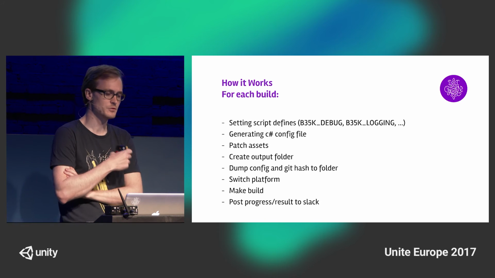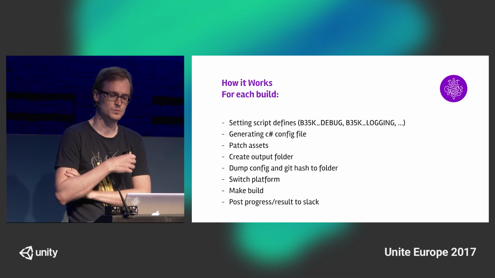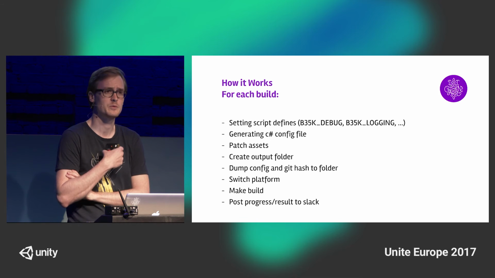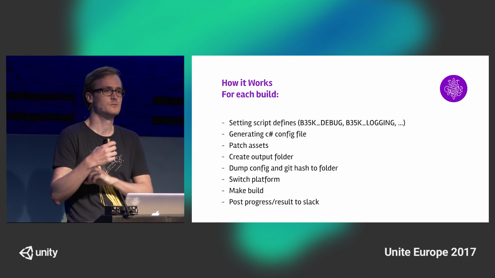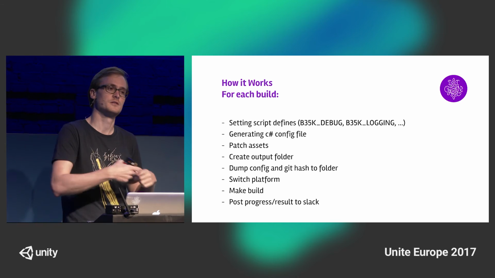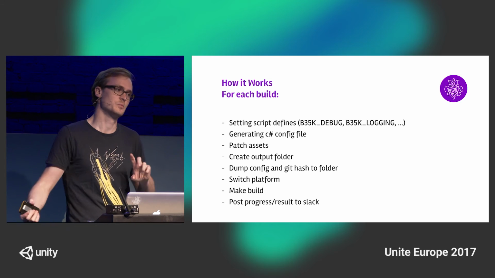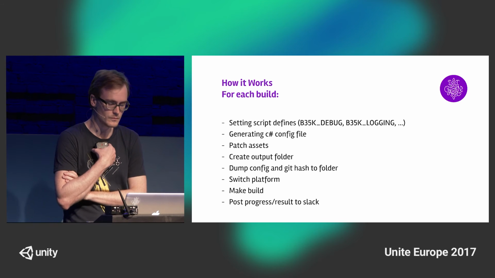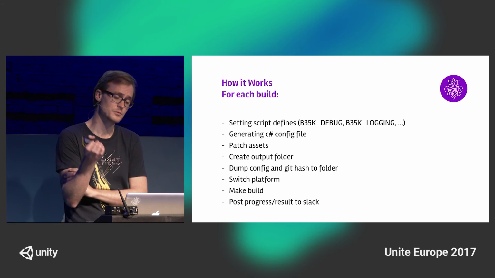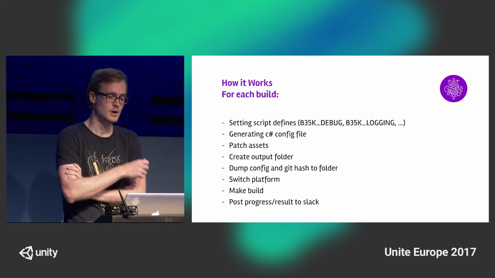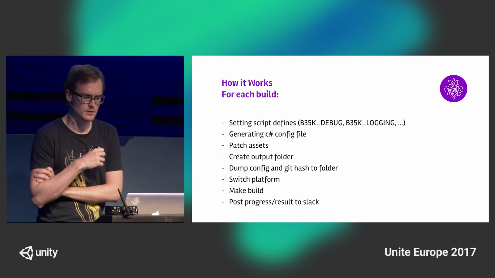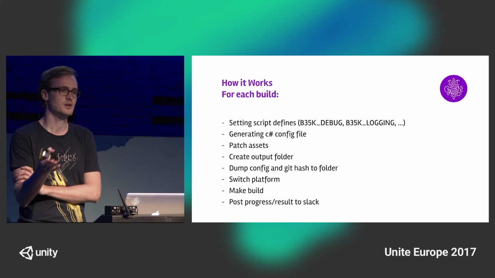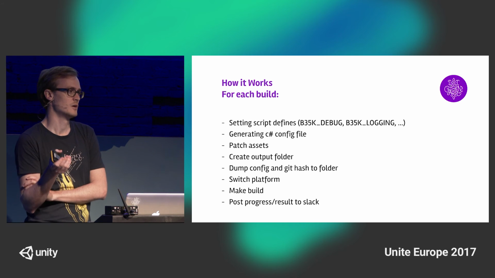Then we might have to patch a few assets. On PC, we use Google Analytics, or for development, we use Google Analytics. And just to get the version number into Google Analytics, we take the asset, patch in the version number, and save the asset again before we do the build. We create a new output folder to make everything neatly organized. And the most recent thing that we added was to dump the config and the git hash to disk.